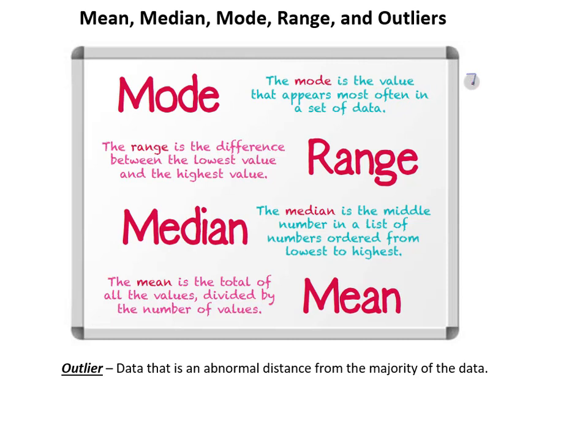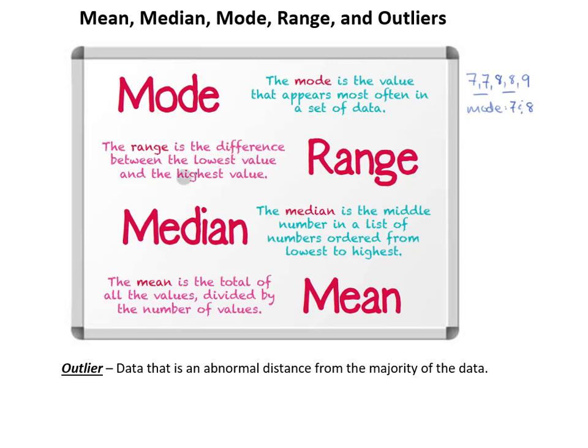So for instance, if your data set was 7, 7, 8, 8, 9, well, 7 and 8 are both repeated twice, so an equal number of times. So your mode would actually be 7 and 8. You have two modes, so that is possible.